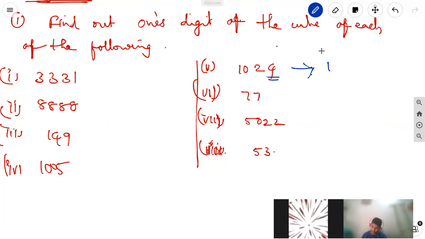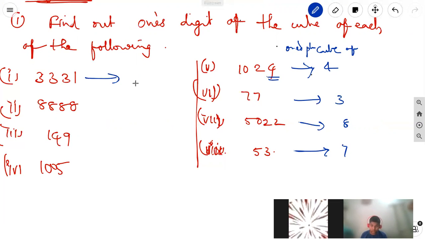gives the ones digit of the cube. The ones place of the cube is here 4 will come. For 7, 3 will come. For 2, 8 will come. For 3, 7 will come. For 1, 1 will come. For 8, 2 will come. For 9, 9 will come. For 5, 5 will come.